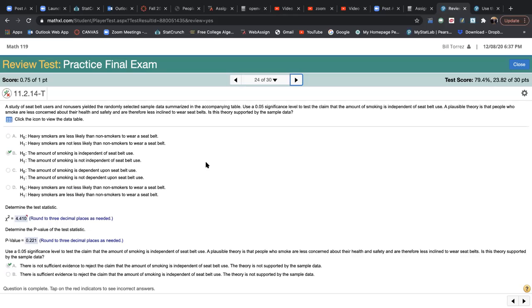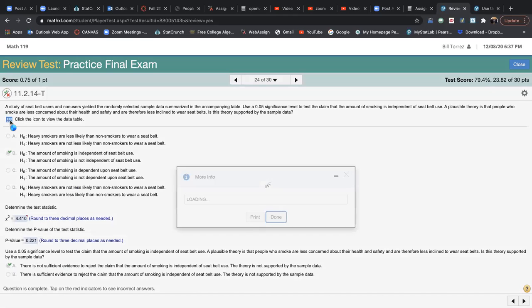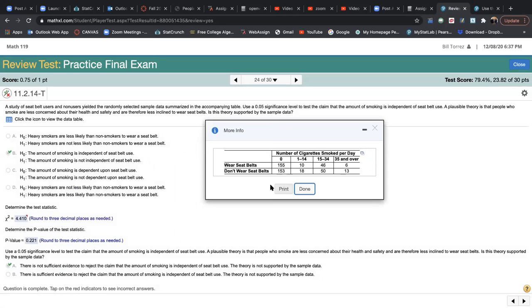All right, now we're looking at smokers and seatbelt users. Let's read the problem. A study of seatbelt users and non-users yielded the randomly selected data summarized in the accompanying table. Let's go ahead and look at the data now. Here's our contingency table. Across the columns, we have the categories of number of cigarettes smoked per day, and the row labels refer to the seatbelt use.